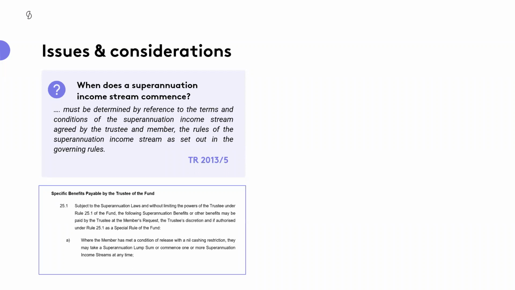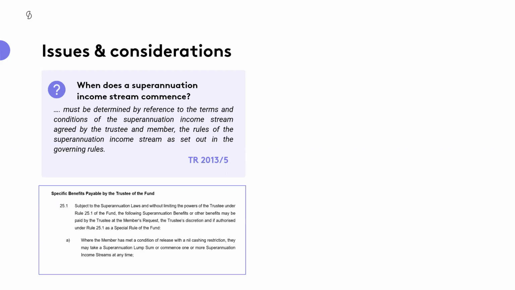So you can see here under the Smarter SMSF deed, we keep this quite simple. We do this because we don't want to prescribe information within the deed, which would mean that every time we see a change of law, we would potentially need to amend the deed to allow for these things to occur. So Rule 25.1 here says, subject to the superannuation laws, without limiting the powers of the trustee, the following superannuation benefits in essence can be paid.